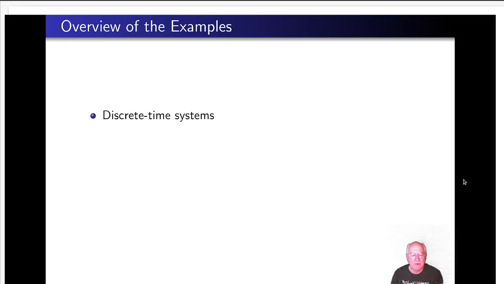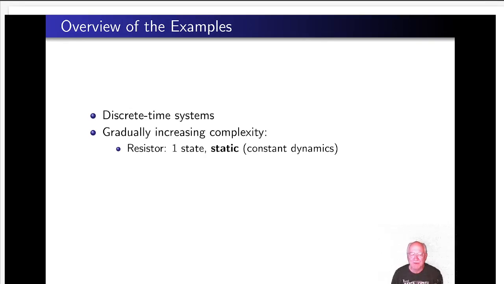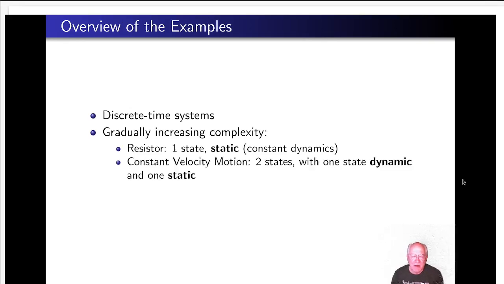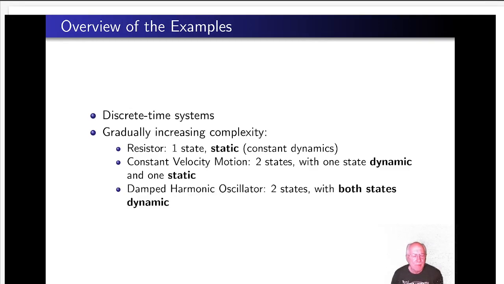So these are all discrete time systems. They increase gradually in complexity. The first one, the resistor, is a single state static system. State does not change with time. The second one, the constant velocity motion, is a two-state system. One of the states is dynamic, the other one is static. We'll be having position as the dynamic state and velocity as the constant static state. The third model will be the damped harmonic oscillator with two states once again, but this time with both states being dynamic.